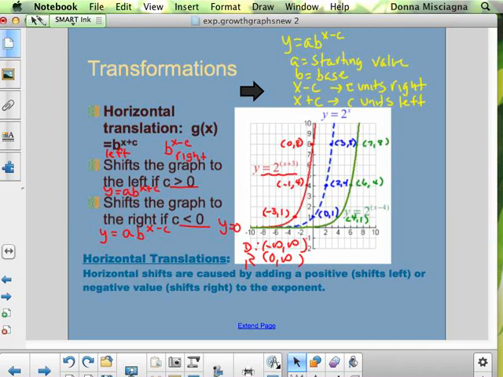So again, if you have x minus c, it is to the right. X plus c is to the left. Nothing changes the domain. The domain for all exponential functions is negative infinity to infinity. The range will now be 0 to infinity.